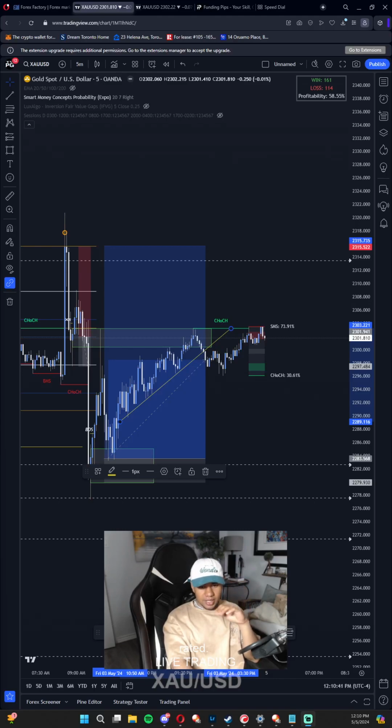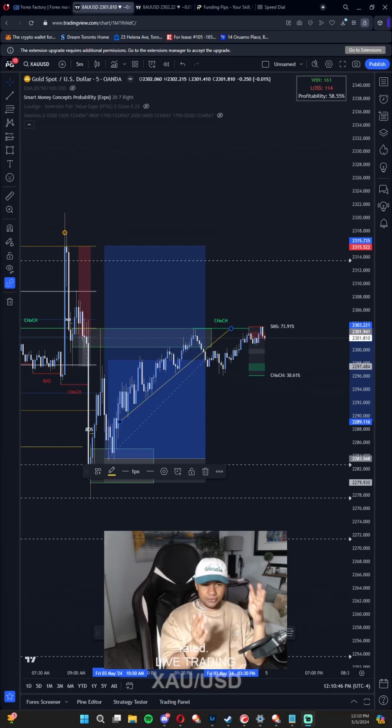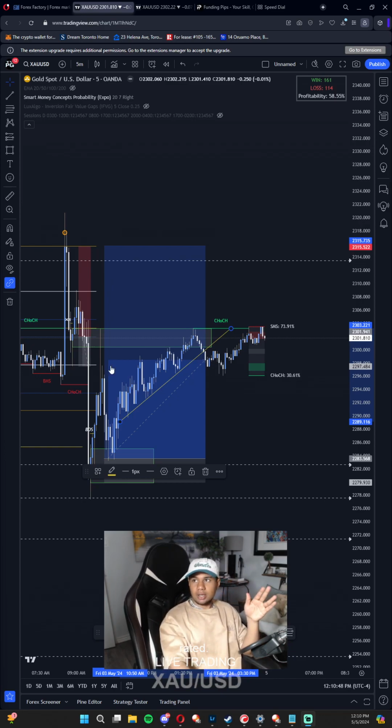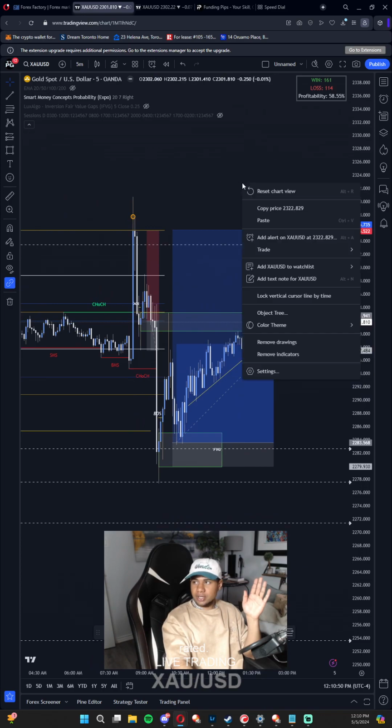Okay, I'm gonna do my best to explain this strategy as quick as possible, but also as efficient as possible. We're here on gold. I want to say this strategy is the best on gold. Anything else, I have not backtested as much as I have on gold.